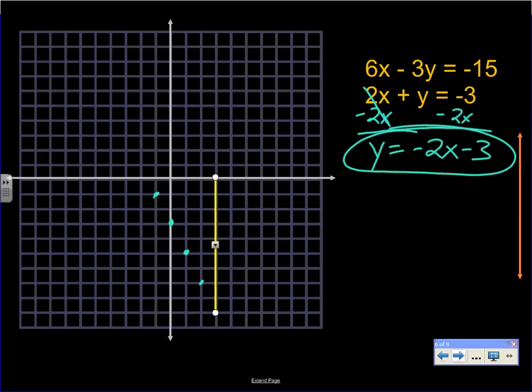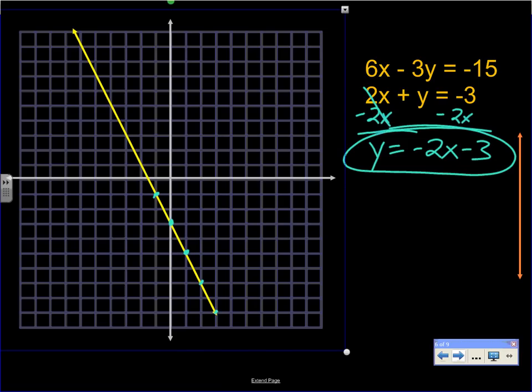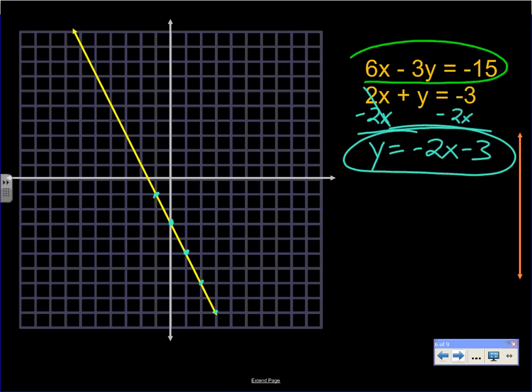Go ahead and get our line. Yeah, that didn't work. Let's go ahead and get this line on there. Yep, that looks good. Okay, now let's go ahead and work with the top one. The top one right here.